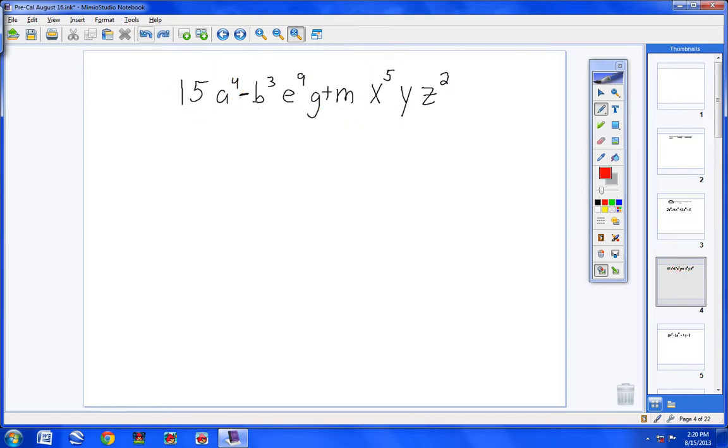If I were to put a positive sign right here, now I have 4 terms. 1, there's a negative sign. 2, there's a positive sign. 3, there's a positive sign. 4. So I hope you're understanding how we know how many terms a polynomial expression has, because it's really, really important that you know that.